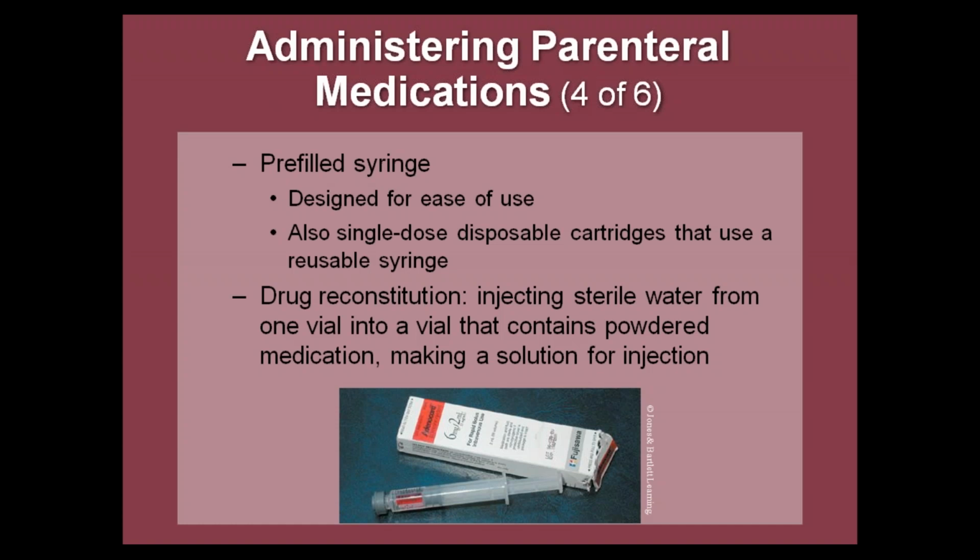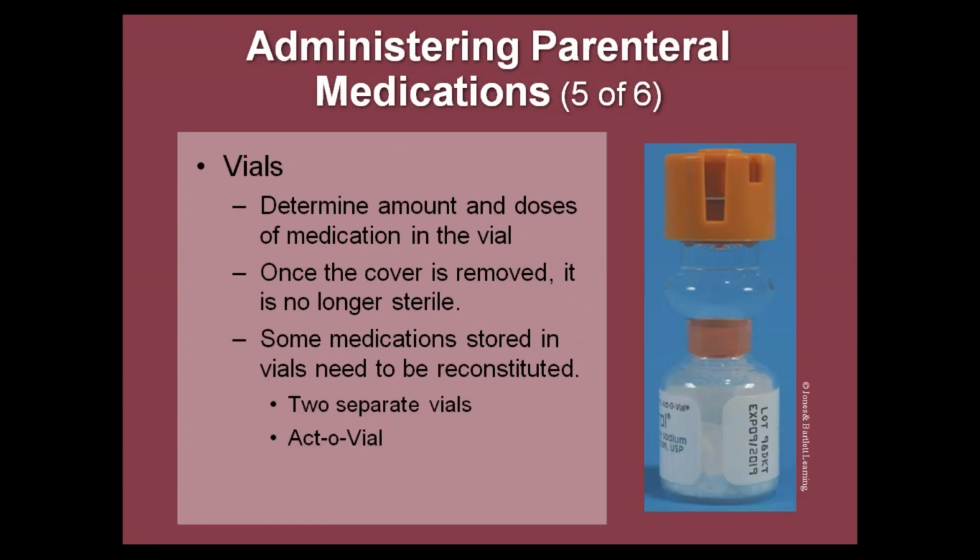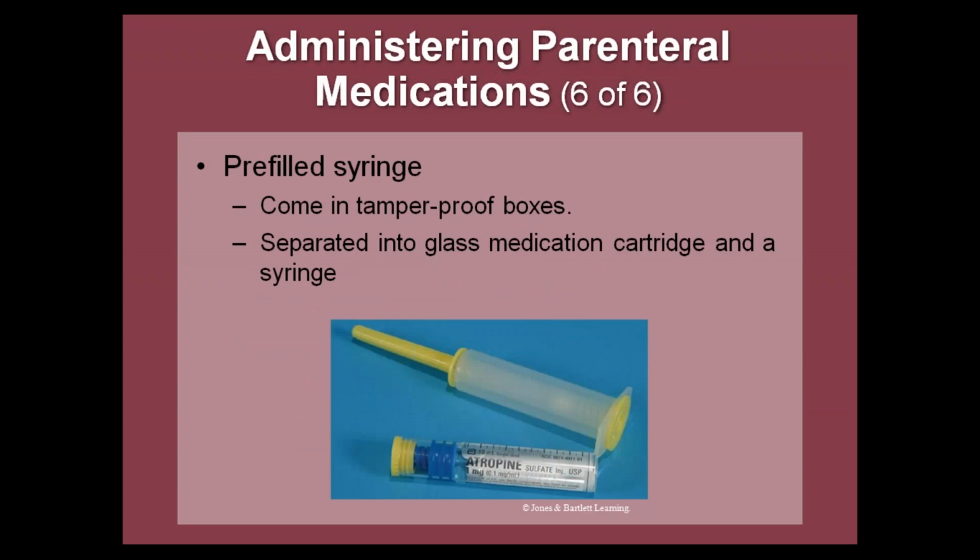Reconstitution is another way. For us, that's in vials, and our glucagon is a reconstitution, where we take sterile water, push it into the powder, mix it up, and then draw out that solution for injection. That would be glucagon, probably right there. Two separate vials: if you push, it'll mix, and then you can draw it out.